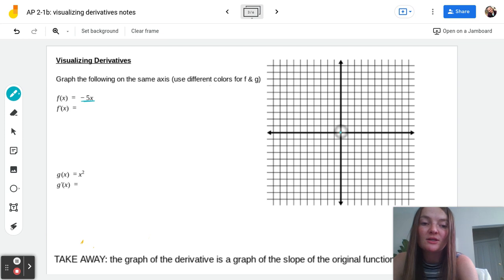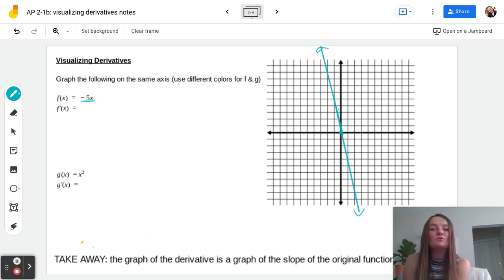So to do this, it's going to go through the origin. It's going to have a slope of negative 5. So 1, 2, 3, 4, 5. Slope like this, and it should look something like this. Let me see if I can continue that on. Okay, so this blue line has a slope of negative 5 always.